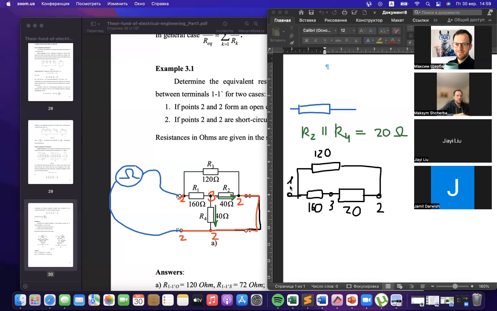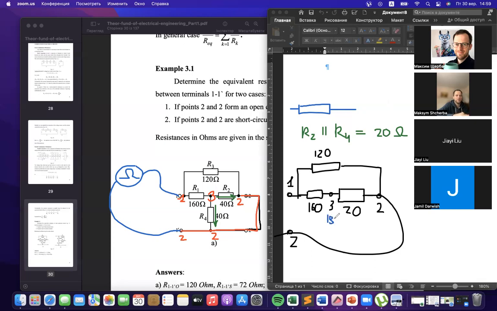The first wire for measurement will be point number 1, and the second wire for measurement will be point number 2. You are just adding them as one single element. And what do you obtain? You obtain a serial connection, 160 plus 20. It will be 180 total.